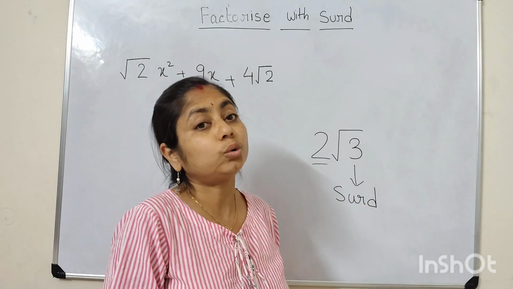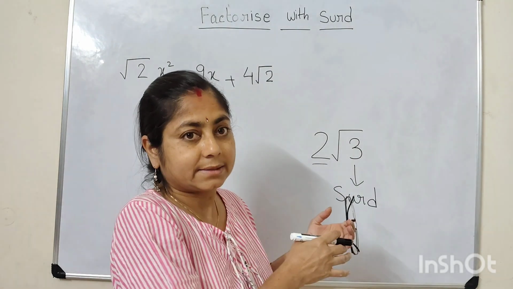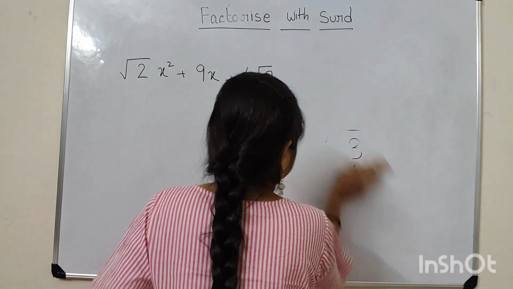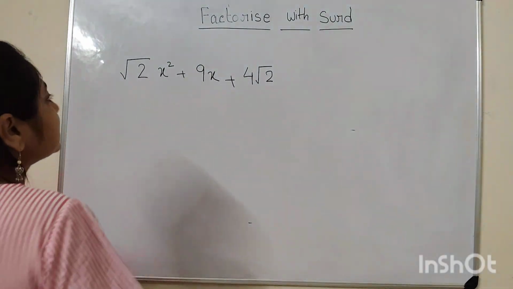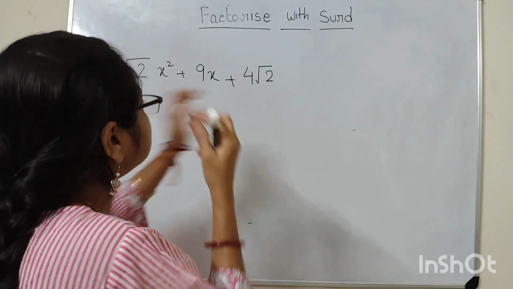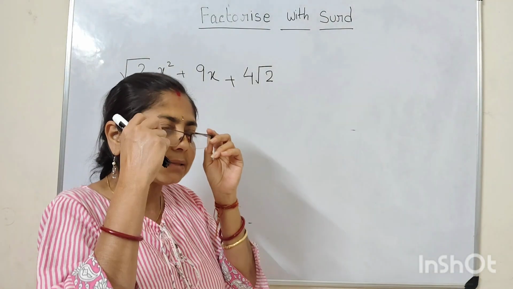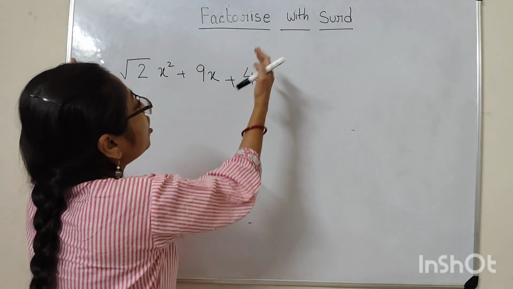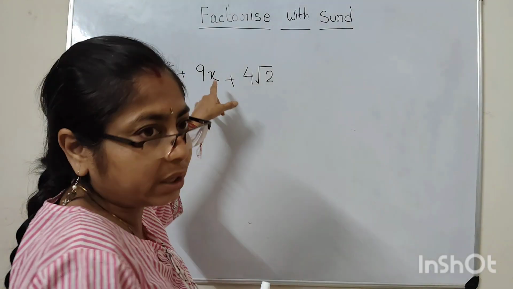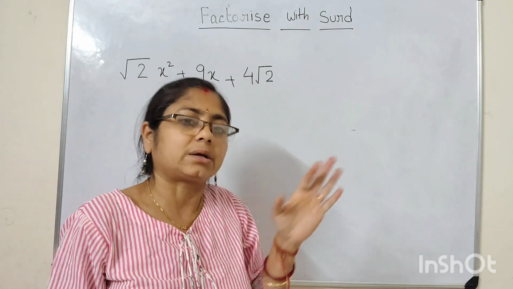Now I tell how to do the surd in the maths, in the factorization. Look, this is a maths. In that maths, there are two surd parts. One is 4 root 2 and that is root 2. In that case, there are two surd parts in the two corners and the middle part is only x, no power. In that case, this math is a little bit easy.